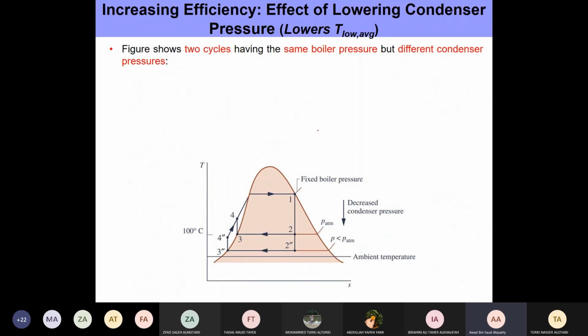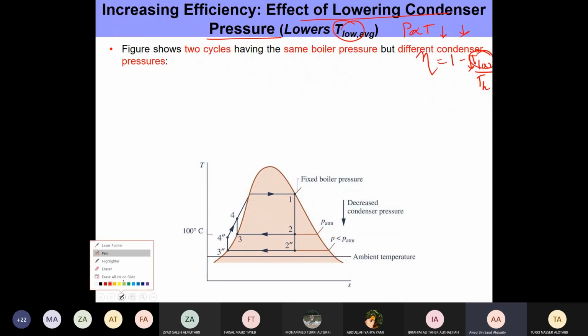Last class, we spoke about the effect of lowering condenser pressure. Now, why do we want to lower condenser pressure? Well, we know that within the saturation dome, pressure is related to temperature, right? And so if you decrease the pressure, the temperature also goes down, and we are decreasing T low. So again, from the efficiency formula, 1 minus T low by T high, or TH, we are trying to reduce this T low, right? One way of increasing the efficiency.